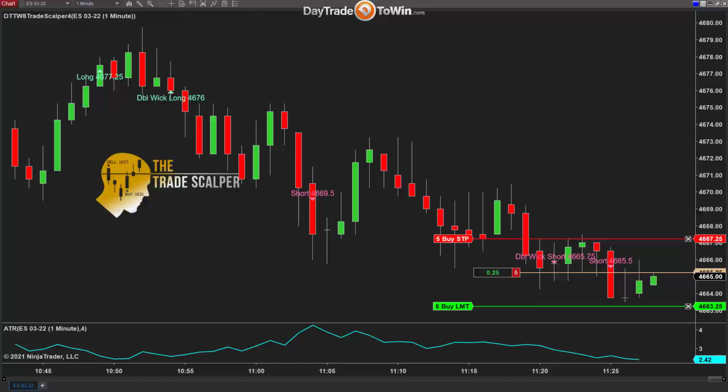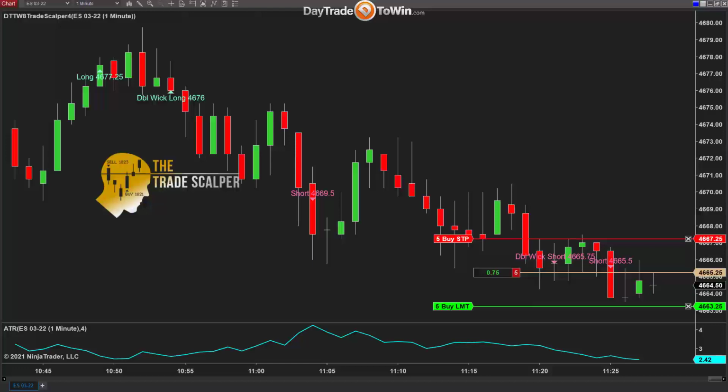Now the idea behind using the Trade Scalper is to look at an opportunity for a very quick in and out type of trade. In this case, it's about 2 points that I'm looking for, 2.25 points based on the ATR on this trade, and that's based on the current conditions.